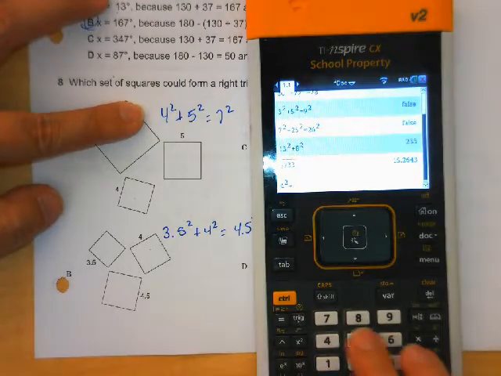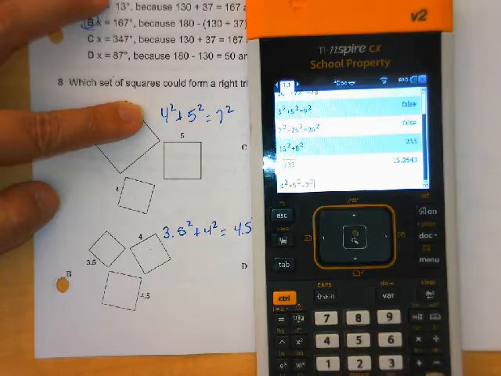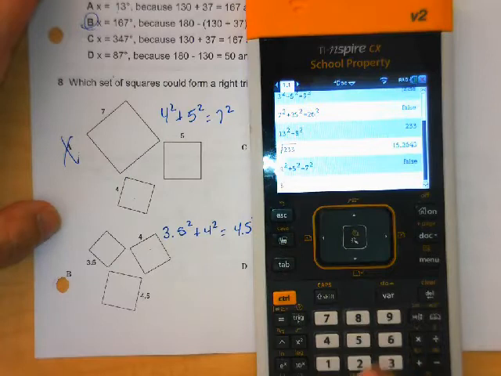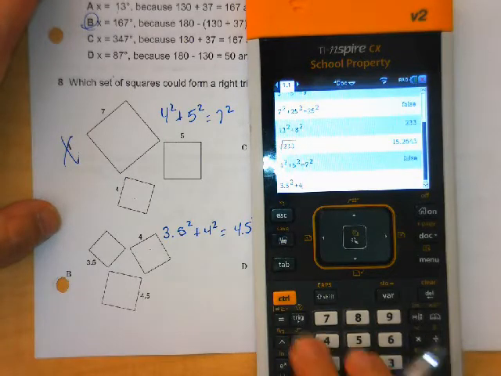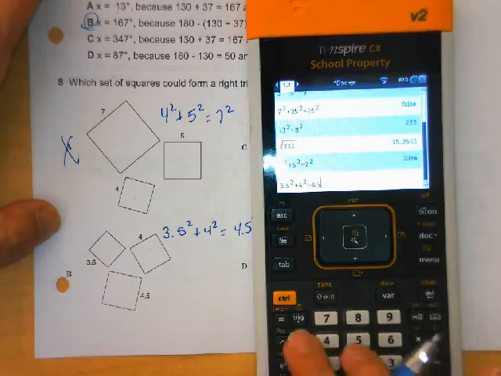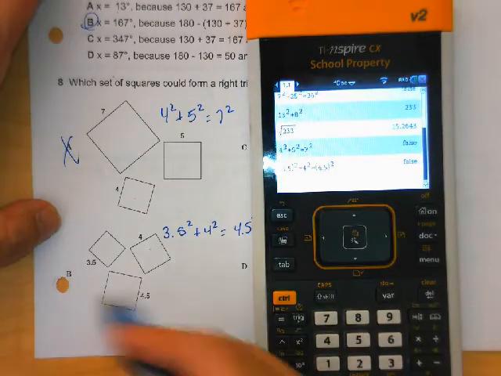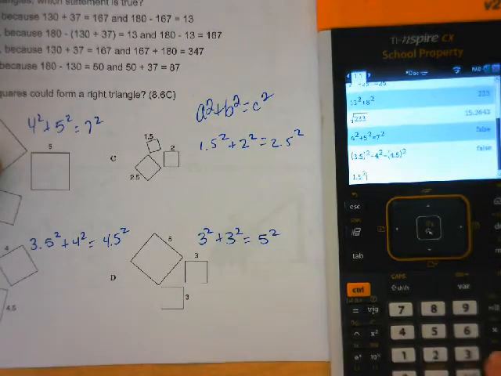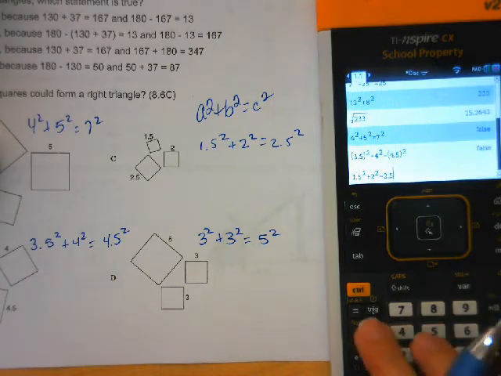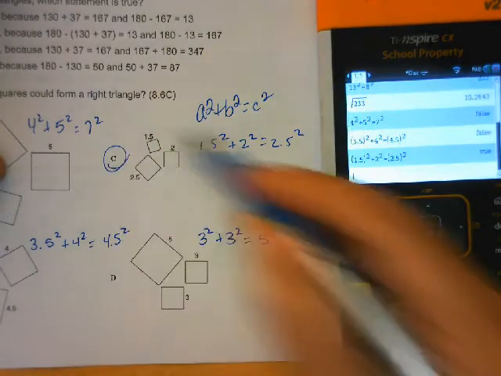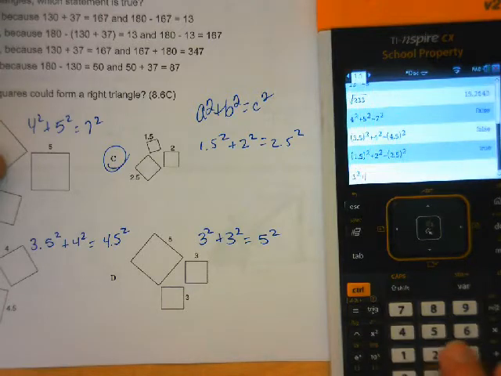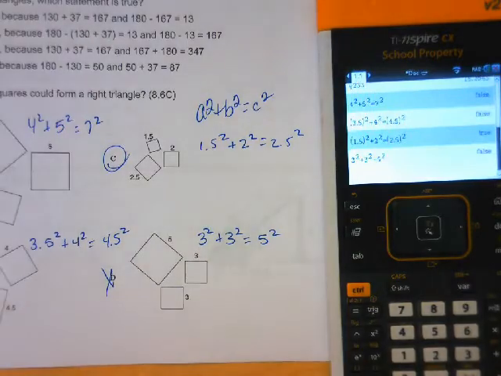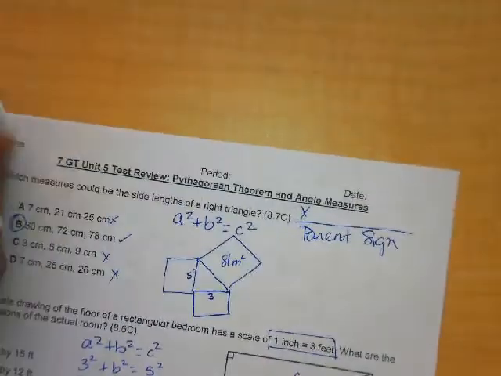4 squared plus 5 squared equals 7 squared. No. 3.5 squared plus 4 squared equals 4.5 squared. No. 1.5 squared plus 2 squared equals 2.5 squared. Yes. Double check the last one. 3 squared plus 3 squared equals 5 squared. No. All right. So that's the end of the review.